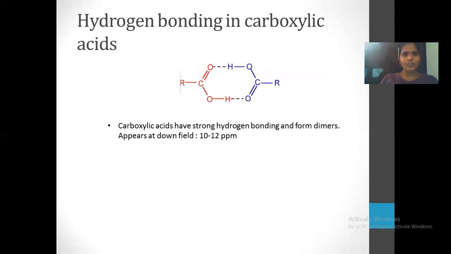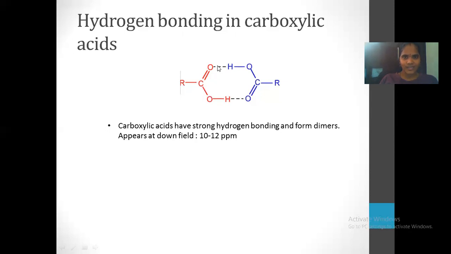Even this hydrogen bonding is observed in carboxylic acid groups also. Because of the hydrogen bonding, there will be a formation of dimers in the carboxylic acid groups, so it shifts towards the downfield, where we can observe the peak for the carboxylic acid in the form of a dimer at 10 to 12 ppm. So these are the various factors which affect the chemical shift, by which we can observe the peak position.